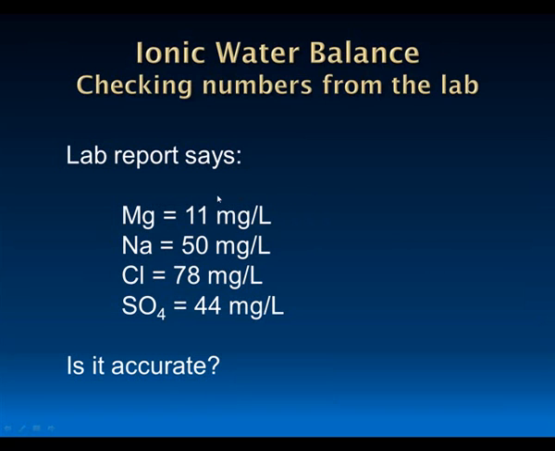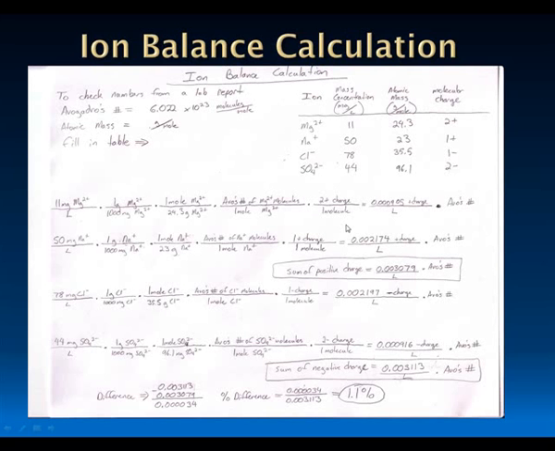And so for an example here, if you've got a lab report that says you've got 11 milligrams of magnesium, 50 of sodium, 78 of chloride, and 44 of sulfate, is it accurate? We can use our mass balance, our dimension analysis skills with mass balance to think about whether or not that's accurate. So we start out with our mass concentration given by the lab.